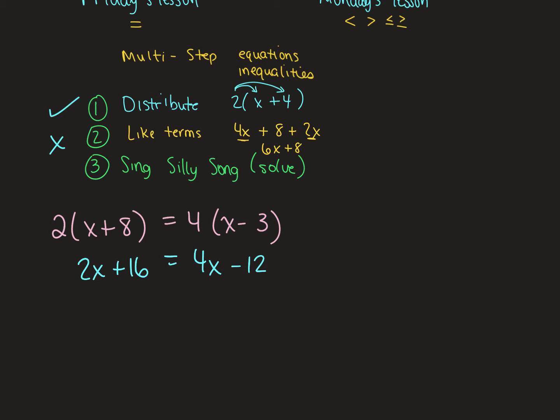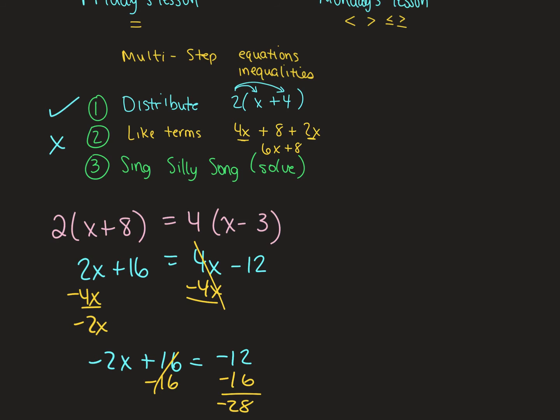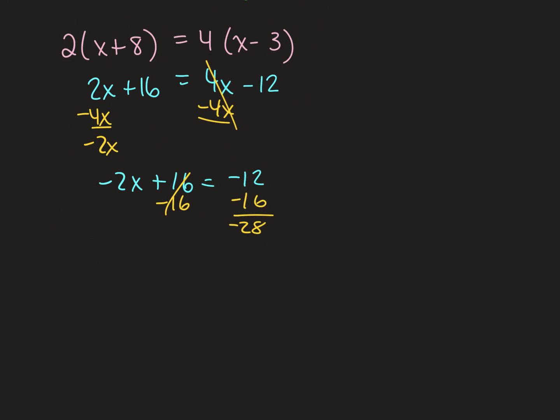Nope, no like terms, so we don't have to worry about that. We're now ready to sing the silly song, and this looks like the last video. So my preference is to subtract the letter that's on the right because I don't like him, and then I rewrite negative 2x plus 16 equals negative 12. Then I sing another song, minus 16 minus 16, cross out, what's my answer? I need more space. I get negative 2x equals negative 28. My final song is to divide. X equals positive 14.